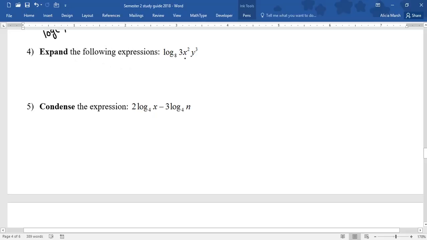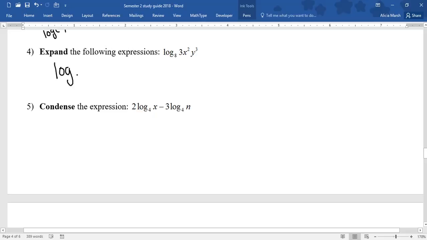Expanding and condensing. So expanding, remember, multiplication became addition. Subtraction or division became subtraction. And then powers go out in front. So this one, I see a whole bunch of multiplication and powers, so I do have to expand this.